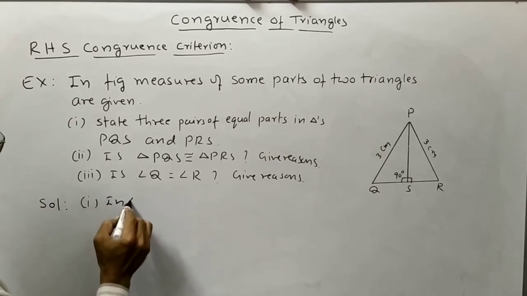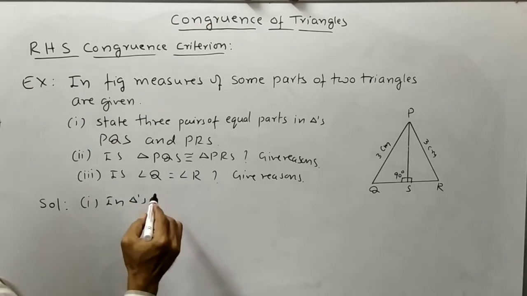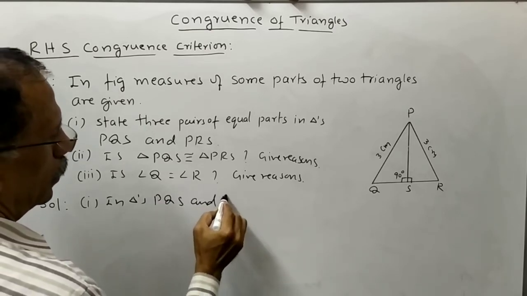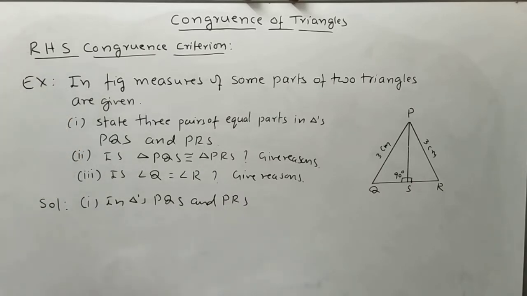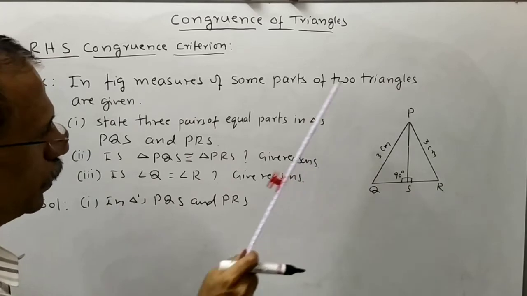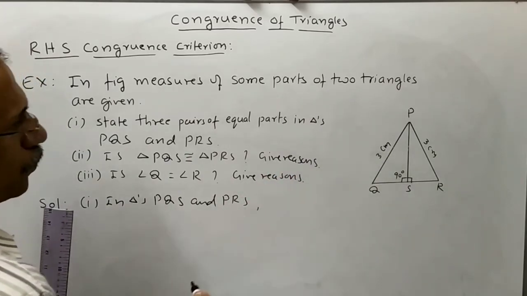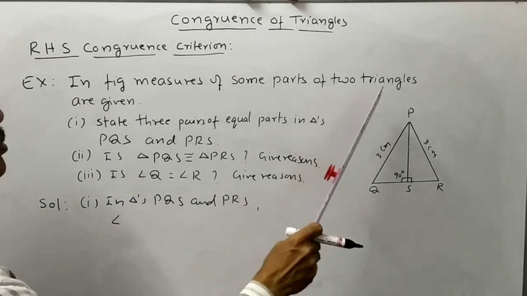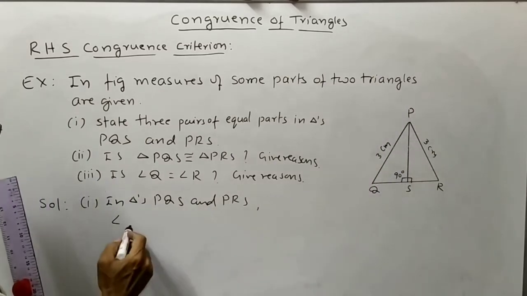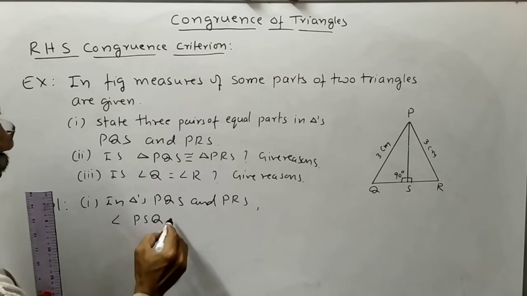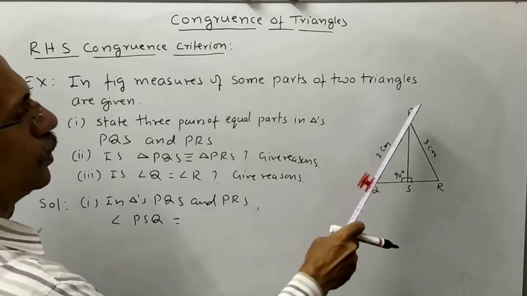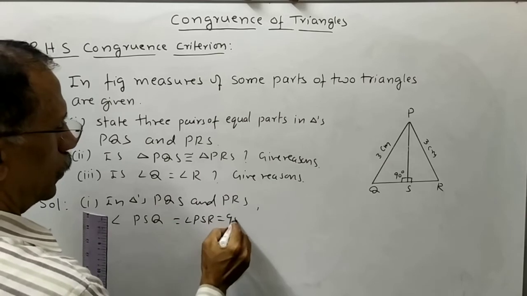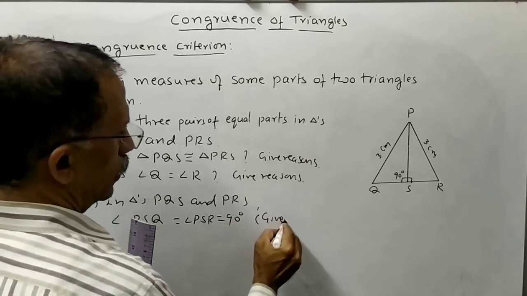Number 1. In triangles PQS and PRS, angle PSQ is equal to angle PSR is equal to 90 degrees. Given.